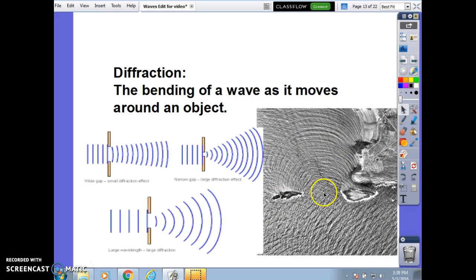And there's a good example in this picture of diffraction. In this one, we have a pretty large wavelength coming and a large doorway, but it's still diffracted. So it always bends when it passes through.